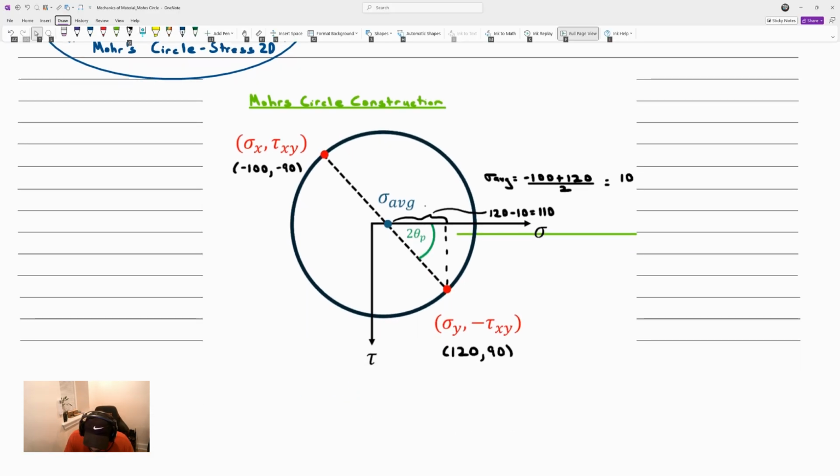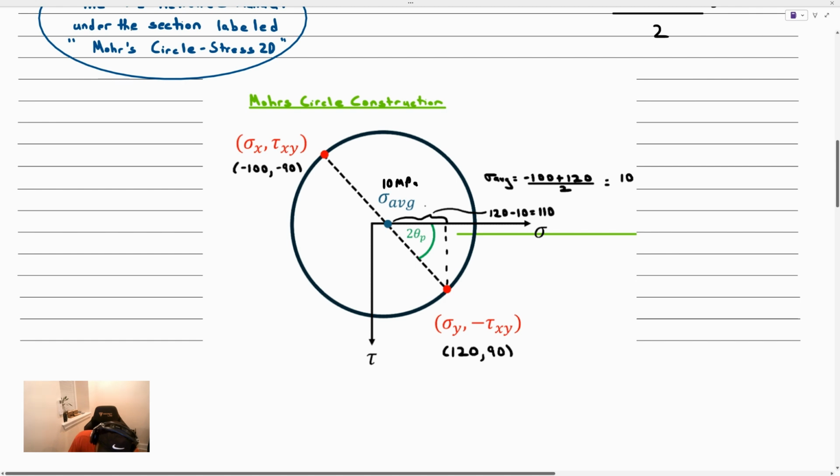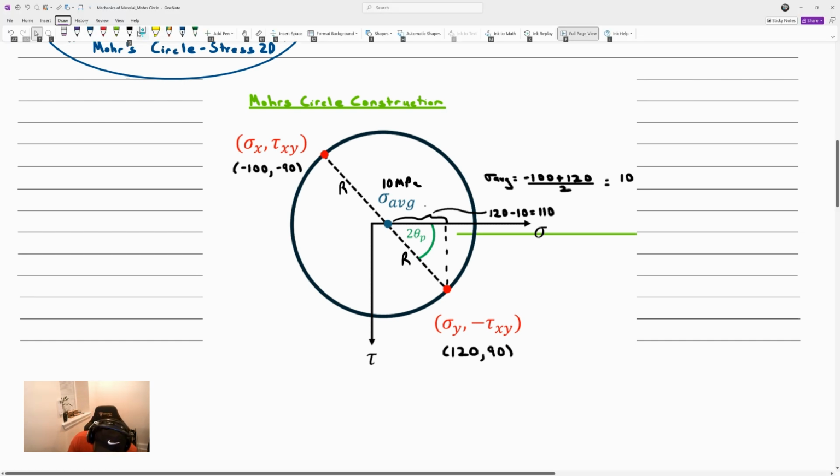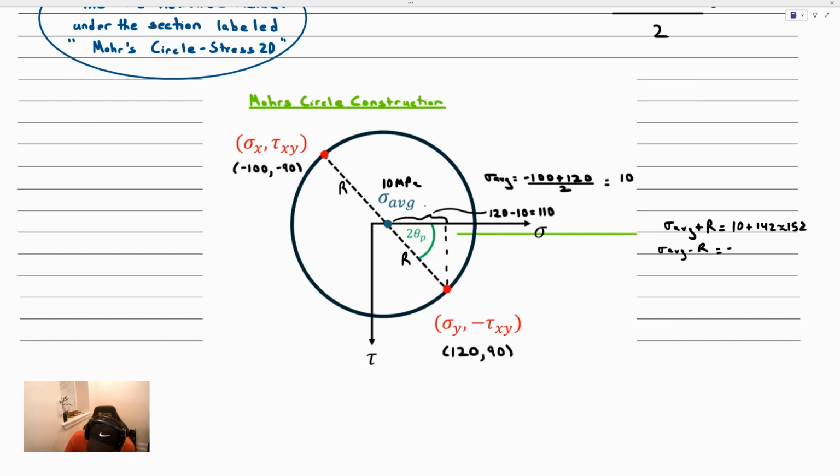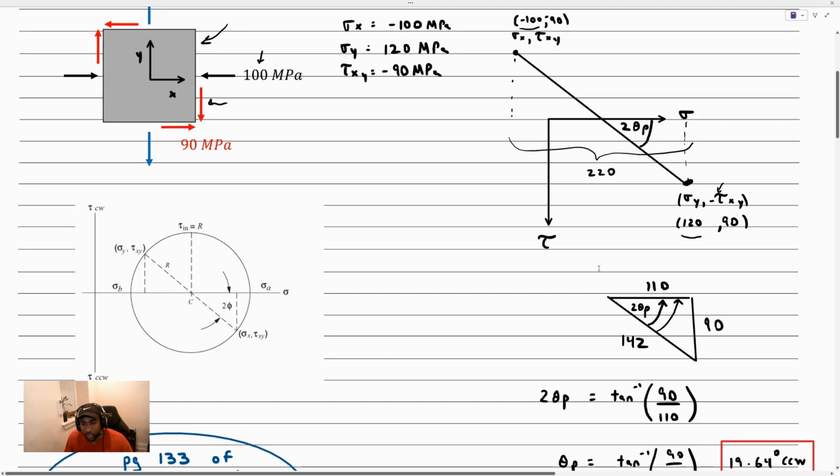So if we went to the sigma average point, this sigma average value is 10 MPa. Now, if we add this radius or subtract the radius, we can find the principal stresses. Sigma average plus the radius corresponds to 10 plus 142. It's approximately 152 MPa. If you take sigma average and subtract off the radius, it's approximately negative 132 MPa. So you could see that if you're able to construct Mohr circle, you can quickly get the answers here. All you need is to isolate this small right triangle and you can have everything that you need.